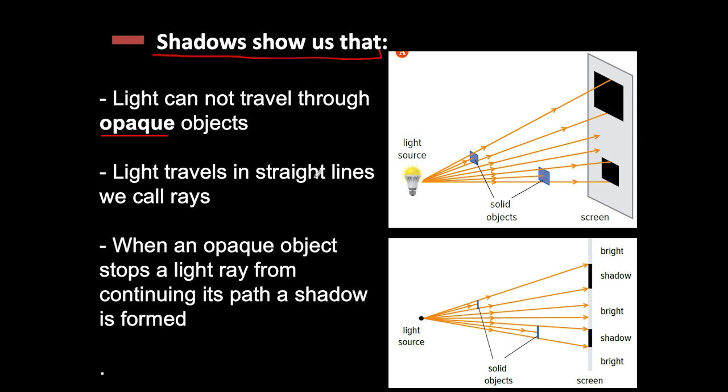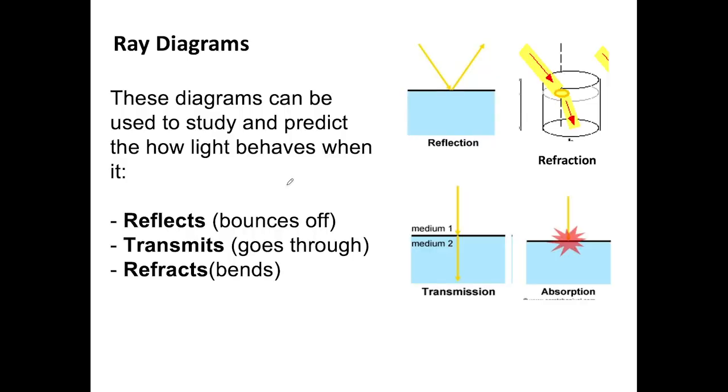Light travels in straight lines that we call rays. So these things here with the arrows are called rays. This is how we diagram light. And when an opaque object stops a light ray from continuing its path, a shadow is formed. So when light travels, it hits an opaque object. It can't just go through the opaque object. What happens behind it is there's no light traveling and a shadow is created. So, like an absence of light.